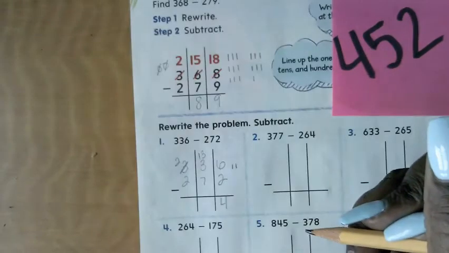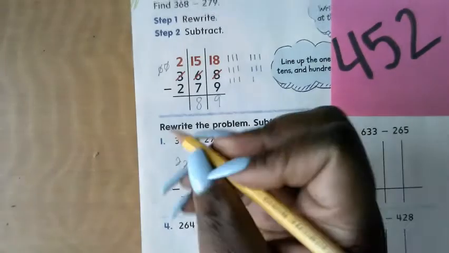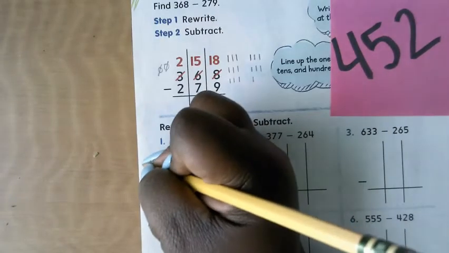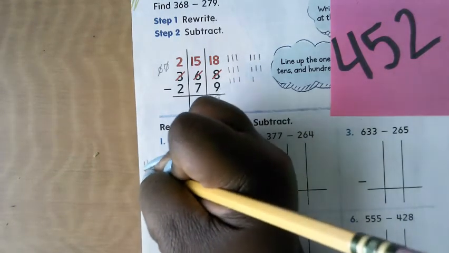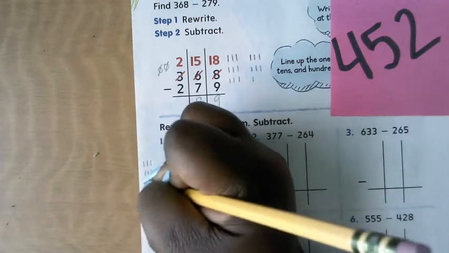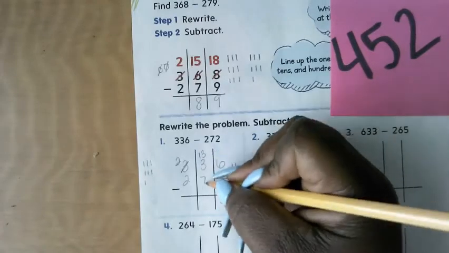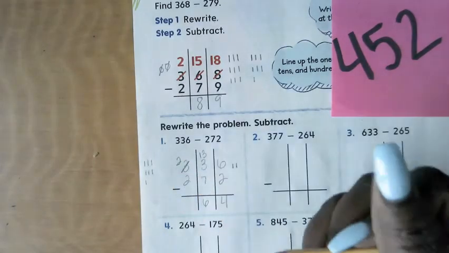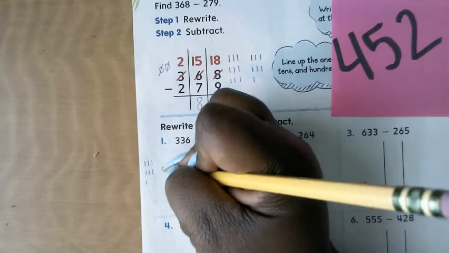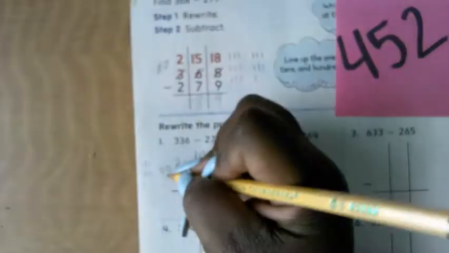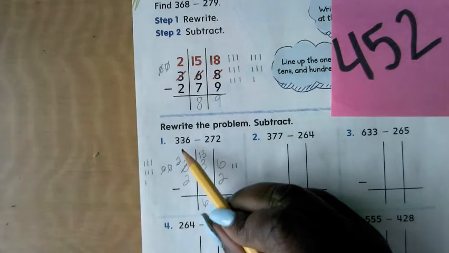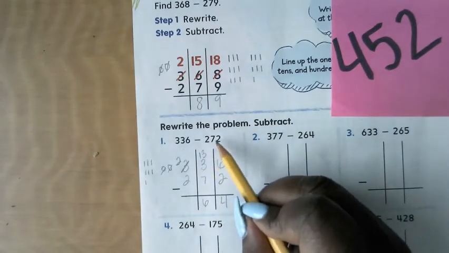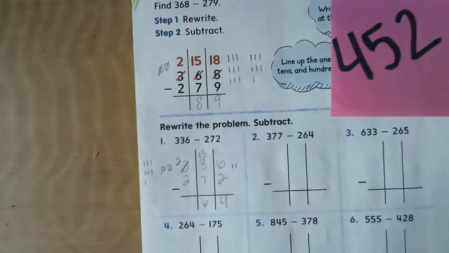So now we need 13 minus 7. So I'm going to make 7 lines. 13, 12, 11, 10, 9, 8, 7, 6. 13 minus 7 is 6. And then we have 2 minus 2. I'm going to make 2 circles for this one. I'm going to take 2 away. 1, 2. And the answer is 0. So 336 minus 272 is 64.